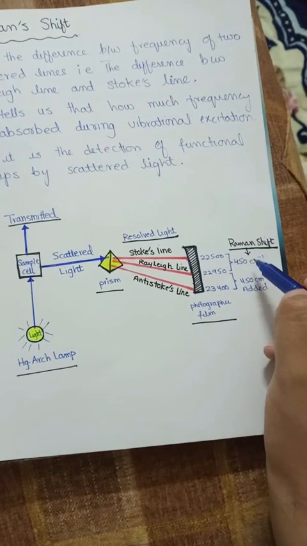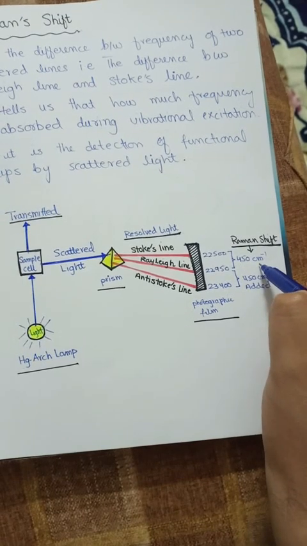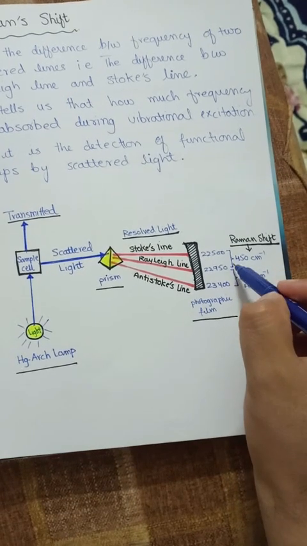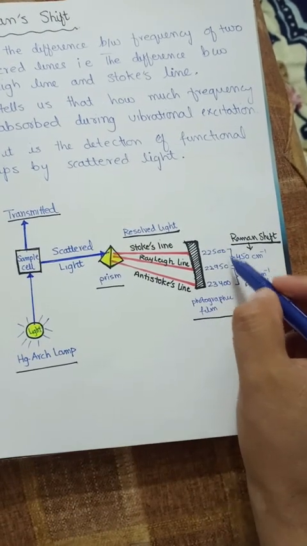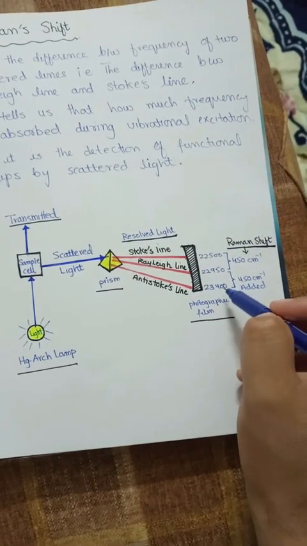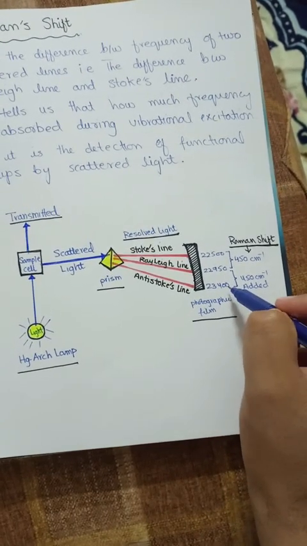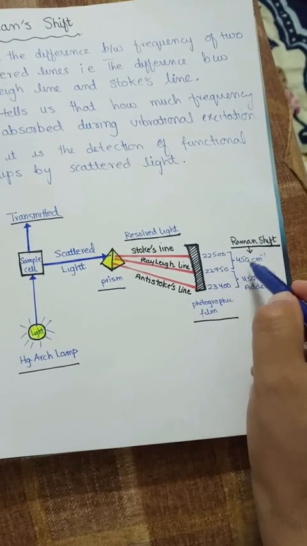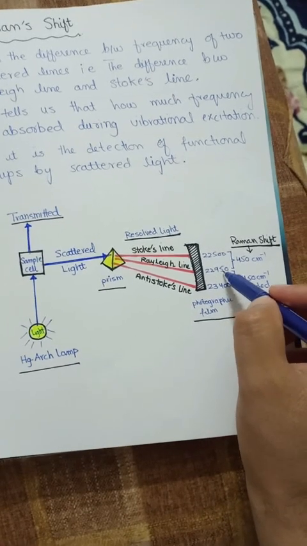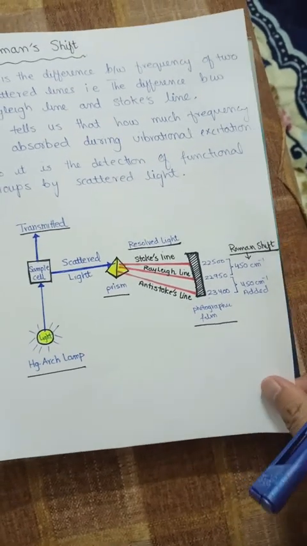If we look at the difference between the two frequency levels, here it is 450 per centimeter, which is wave number. This difference in frequency between the Rayleigh line and Stokes line gives us the Raman shift, which gives us the absorption frequency. The same difference will be observed between the Rayleigh line and anti-Stokes line, because it is the addition of this 450 per centimeter to the incident light, and now it becomes higher frequency, so it is in shorter wavelength.